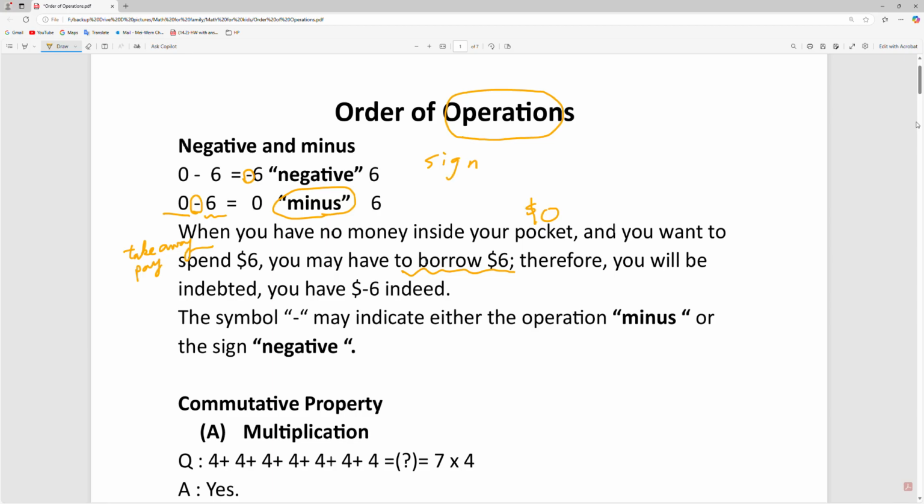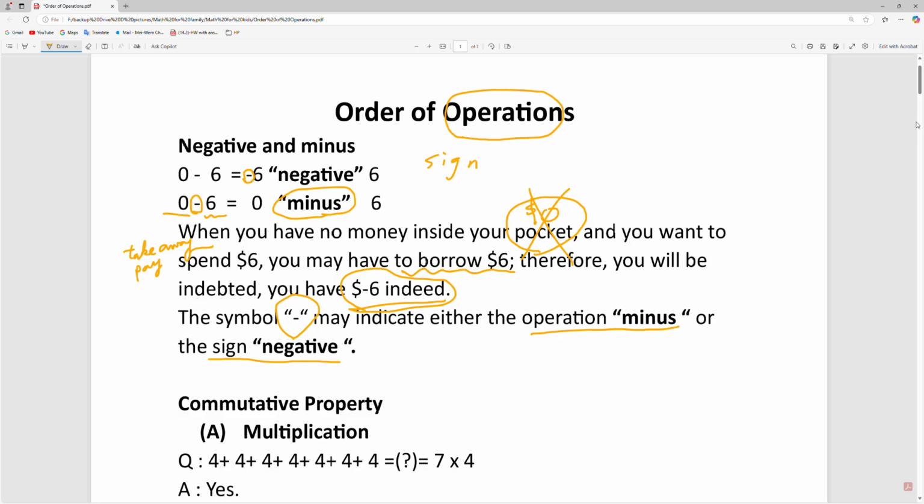So actually, now after you pay $6, you don't have $0. You have negative $6 indeed. The symbol may indicate either the operation minus or the sign negative. So in the beginning, there's an extra thing. It's not the whole purpose of this video.